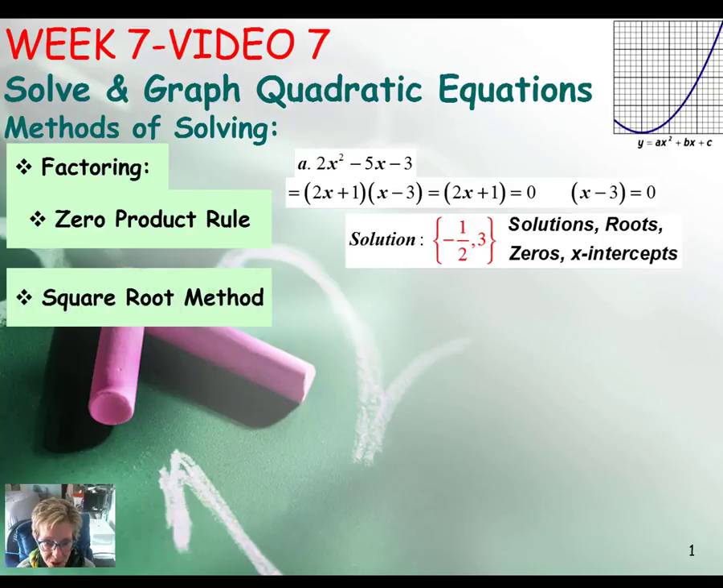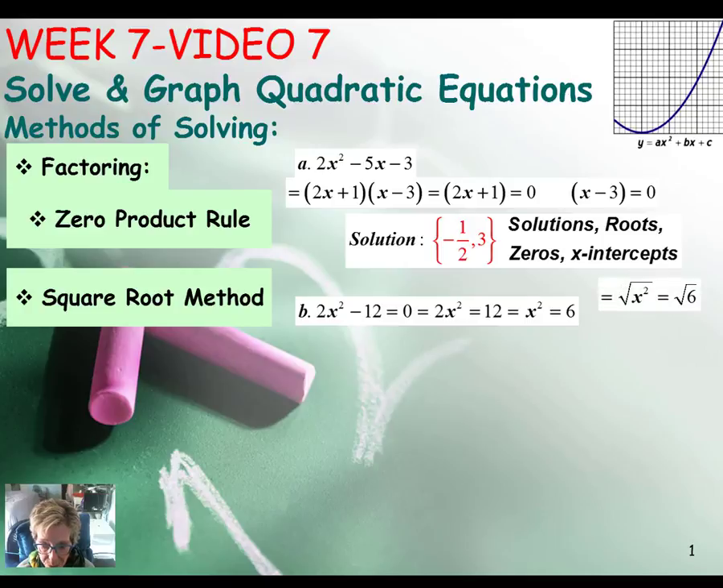The next strategy we're going to look at is the square root method. Our example is 2x squared minus 12 equals 0. I want to isolate the x squared term on the left-hand side, so I'm going to add 12 to both sides. Then I'm going to divide both sides by 2. Remember, these are equations, so whatever you do on one side, you have to do on the other side to keep it balanced. That gives me x squared equals 6.